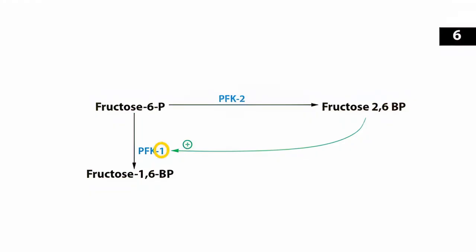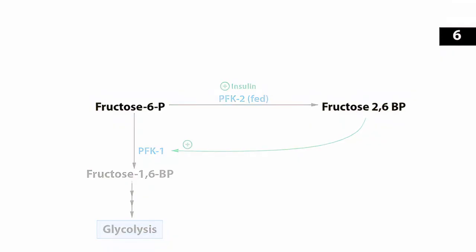So PFK1 makes fructose 1,6-bisphosphate, and PFK2 makes fructose 2,6-bisphosphate. It's not too hard to remember. Now, when you eat, when you're in a well-fed state, your body's going to release insulin. And insulin's going to stimulate PFK2 to make more fructose 2,6-bisphosphate, which in turn will stimulate glycolysis by stimulating PFK1. So insulin does not stimulate PFK1 directly, but it does stimulate glycolysis by stimulating PFK2.